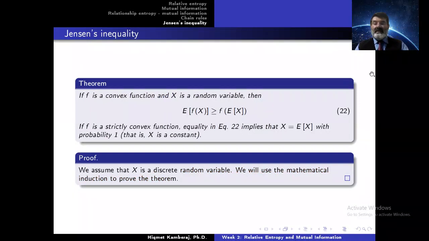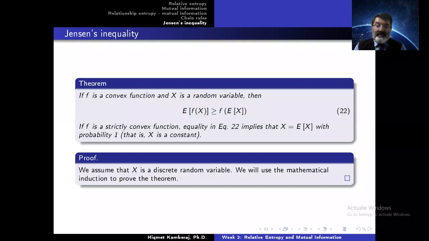Now, we introduce the so-called Jensen's inequality. The theorem says: if f is a convex function and x is a random variable, then the expected value of f of x is greater or equal to the value of the function at the expected value of x. If f is a strictly convex function, equality in equation 22 implies that x is equal to simply the expected value of x with probability 1. That is, x is a constant.